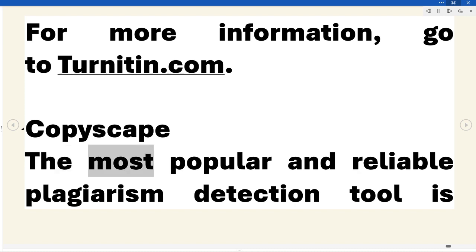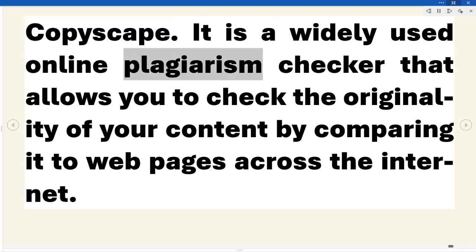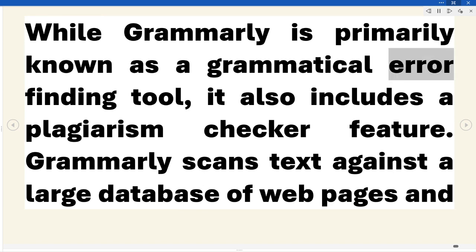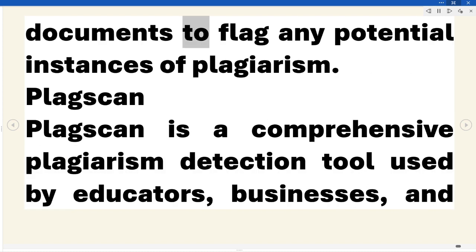Copyscape. The most popular and reliable plagiarism detection tool is Copyscape. It is a widely used online plagiarism checker that allows you to check the originality of your content by comparing it to web pages across the internet. It can help identify whether specific text has been copied from other online sources. It works as pay-as-you-go. So, you can affordably check all your content. Grammarly. While Grammarly is primarily known as a grammatical error-finding tool, it also includes a plagiarism checker feature. Grammarly scans text against a large database of web pages and documents to flag any potential instances of plagiarism.